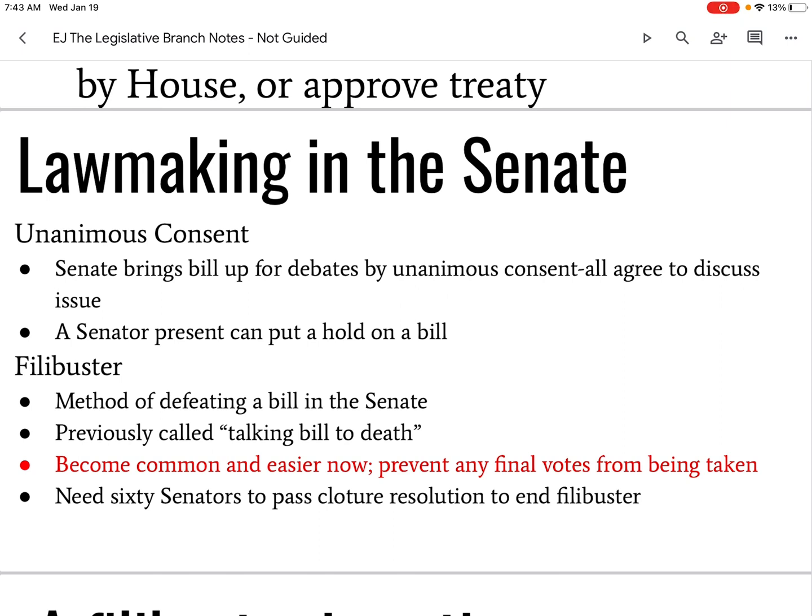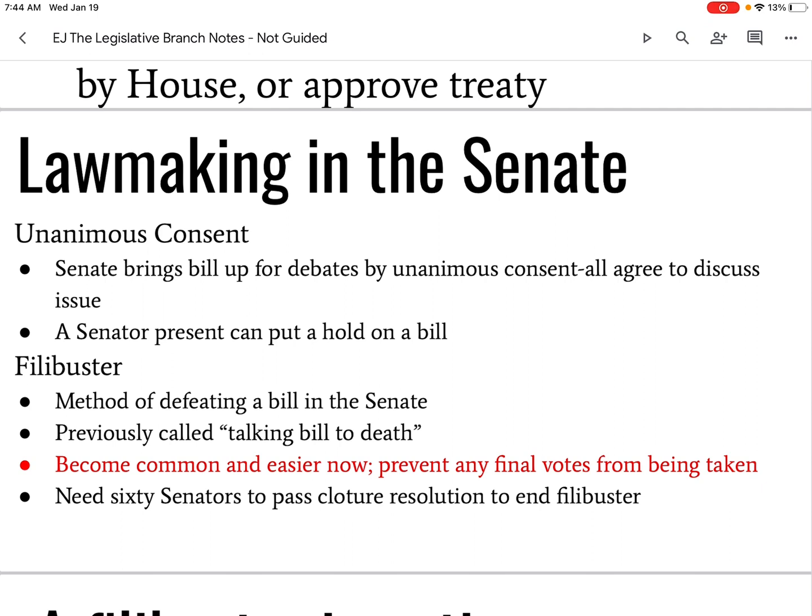And the answer to that is filibustering. A filibuster is a way for the minority party, the party that doesn't have enough votes to stop a bill, to defeat a bill in the Senate. It used to be called talking a bill to death, and that is a pretty good name for it because that is quite literally what they do. They talk a bill to death. It's become much more common and easier now, and it prevents the final vote on a bill from being taken. Let me explain what this is.